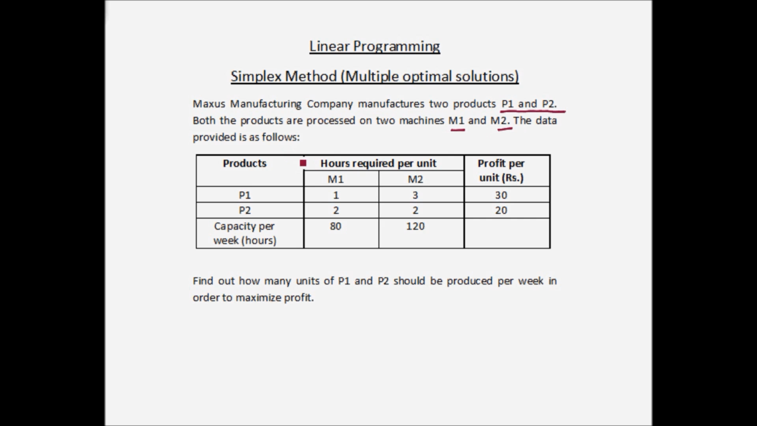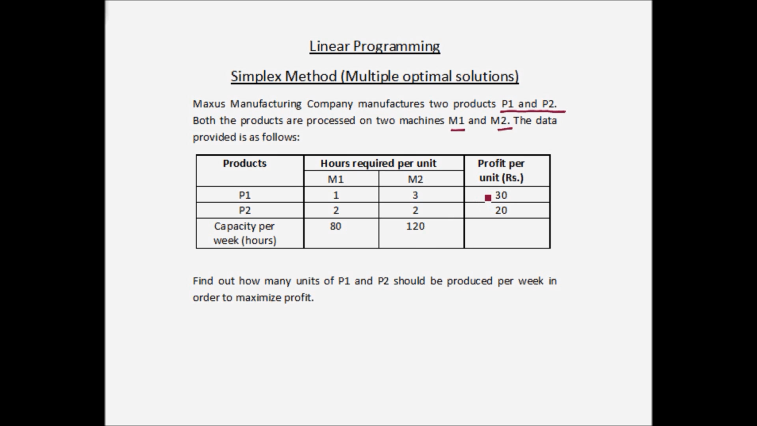The data provided is as follows. Product P1 needs 1 hour of processing on machine M1 and 3 hours of processing on machine M2, while product P2 needs 2 hours of processing on machine M1 and 2 hours of processing on machine M2. Now, the machines M1 and M2 have constraint of availability in terms of number of hours per week. So M1 has an available capacity of 80 hours per week, while M2 has an available capacity of 120 hours per week.